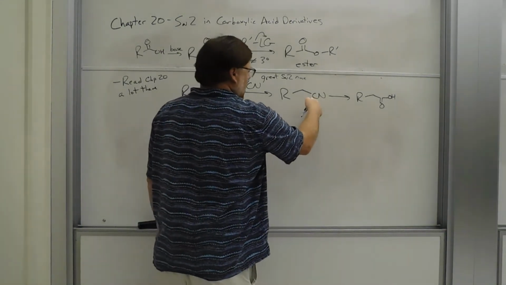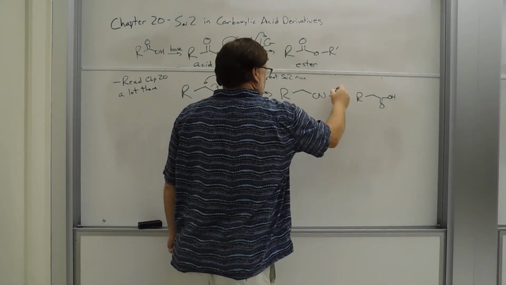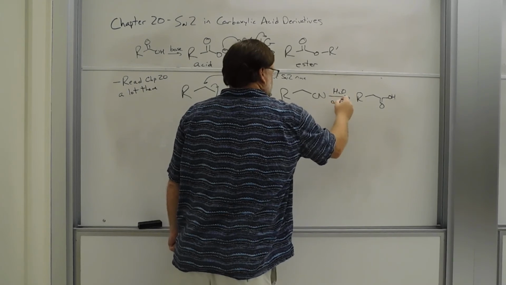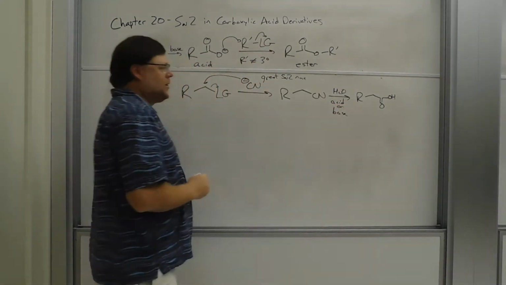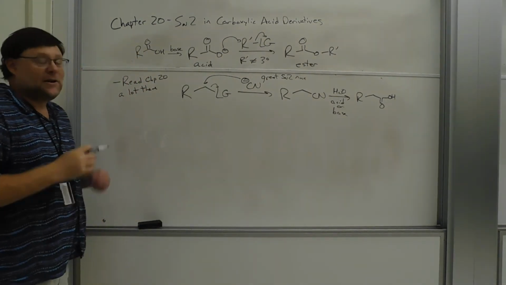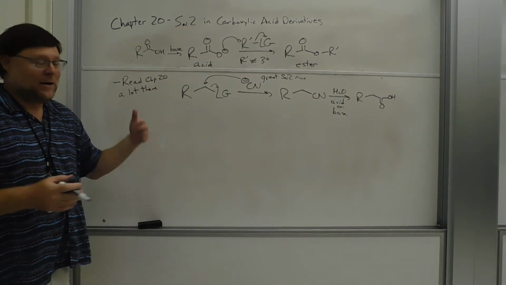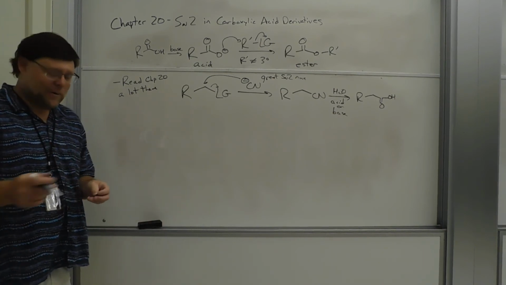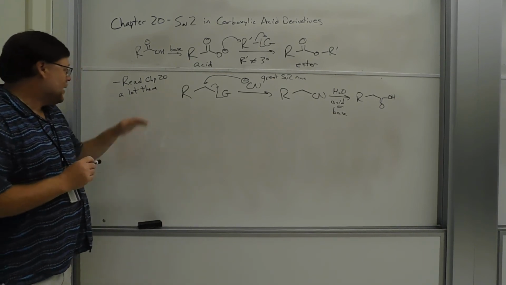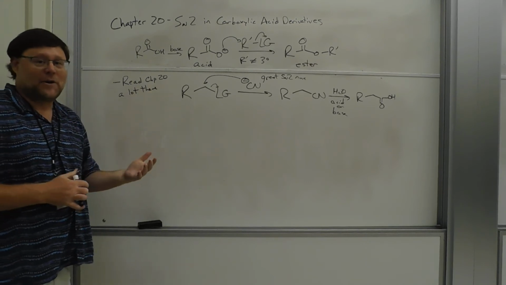And now this carbon, if you hydrolyze it, and you can do this with acid or base, you can turn that into a carboxylic acid. And then you can turn that carboxylic acid into an amide or an ester or whatever you want. You can reduce it to an alcohol. Like, you've got a whole bunch of reactions. I mean, really, there's a lot there. That's the summary of chapter 19 and 20, right?